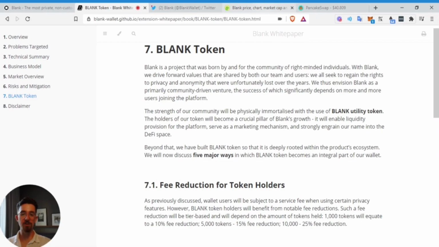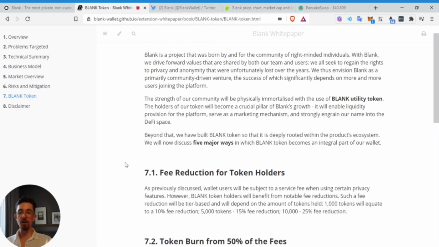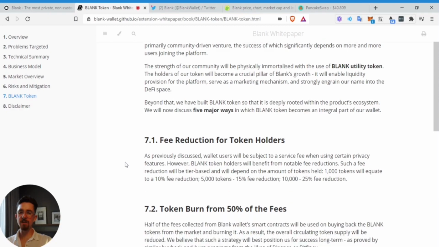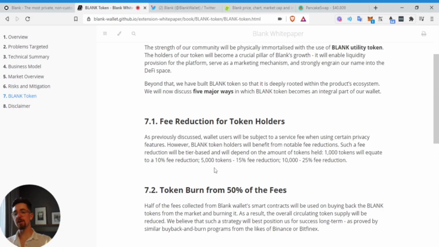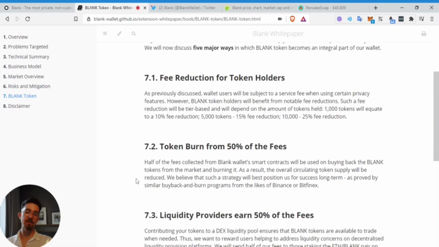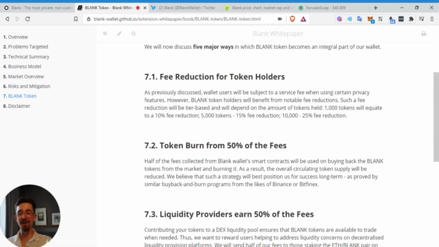The holders of our token will become a crucial part of Blank's growth. It will enable liquidity provision for the platform, serve as a marketing mechanism, and strongly ingrain our name into the decentralized finance space. Beyond that, we have built the Blank token so that it will be deeply rooted in the product's ecosystem. We will now discuss 5 major ways the Blank token becomes an integral part of the wallet. Okay, so we're just going to glance over these. I can do a deep dive video into this, but this has gone a little longer than expected.